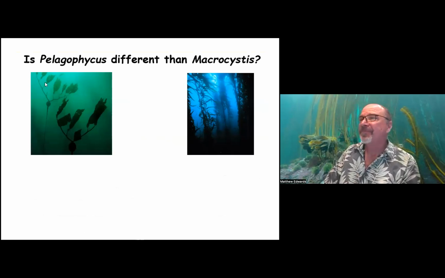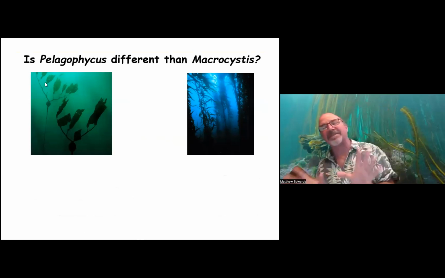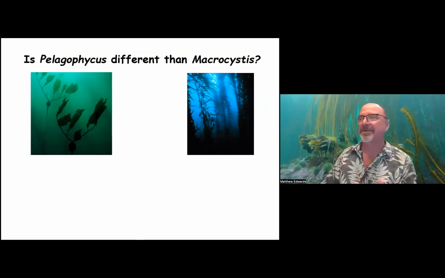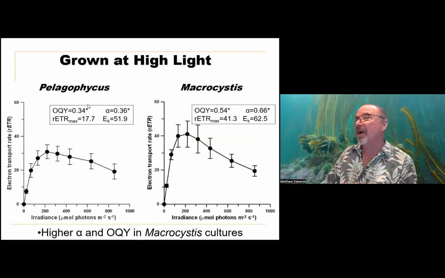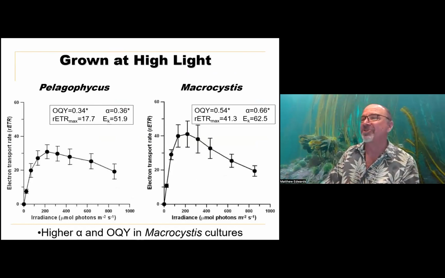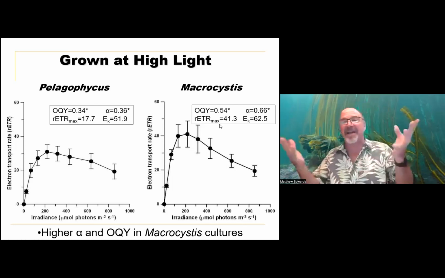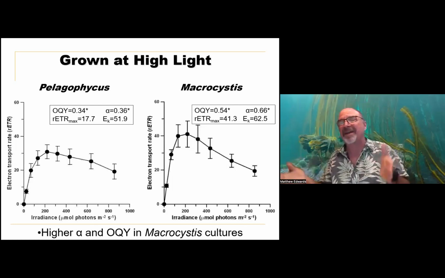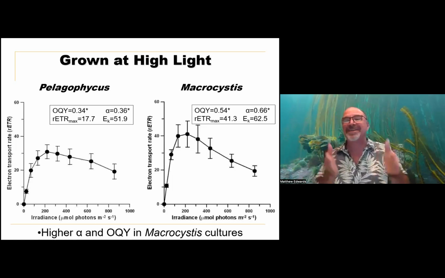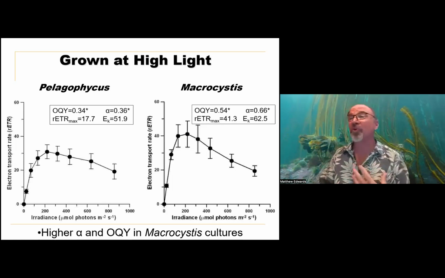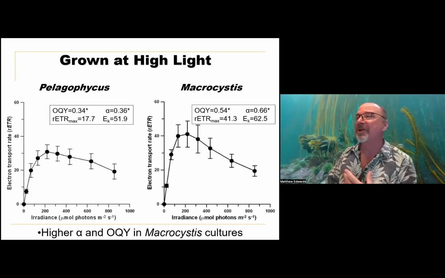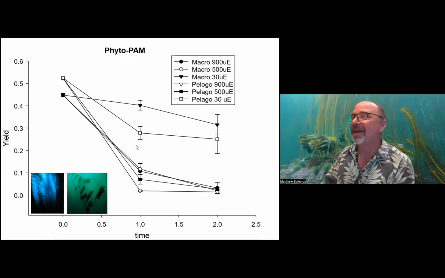And we can ask, is Plagophycus then truly different from Macrocystis? Well, here's our Plagophycus under high light, the same numbers you just saw, that efficiency. Compare them to Macrocystis under the same high light treatments. Everything's higher. Macrocystis is fine under these high light conditions. Plagophycus has photosynthetic stress and they die. So it gave us pretty good evidence that it's the microscopic stages that just cannot tolerate these high light conditions.